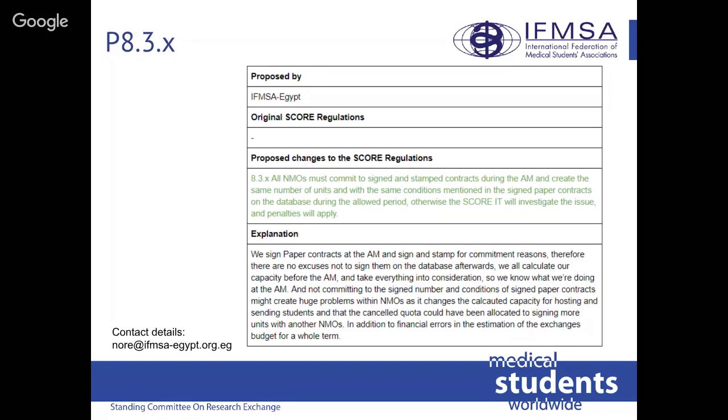And this slide is about the commitment of NMOs, their commitment to signed and stamped contracts during the August meeting. The proposal is as following. As you can see on the screen, all NMOs must commit to signed and stamped contracts during the August meeting and create the same number of units and with the same conditions mentioned in the signed paper contracts on the database during the allowed periods. Otherwise, the SCORE IT will investigate the issue and penalties will apply.